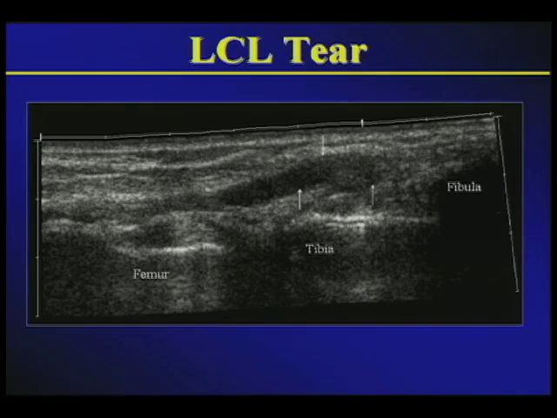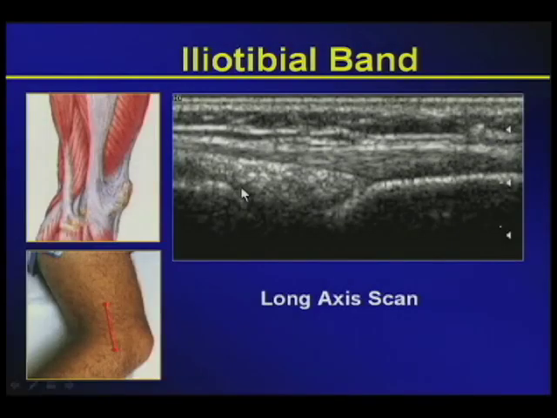Tears of the lateral collateral ligament like to occur at the tibial level rather than at the femoral level, just the opposite of that of the medial collateral ligaments. So you'll see this hypoechoic gap, and of course in its place you have the hematoma, clearly identifying the distal stump from the proximal stump.